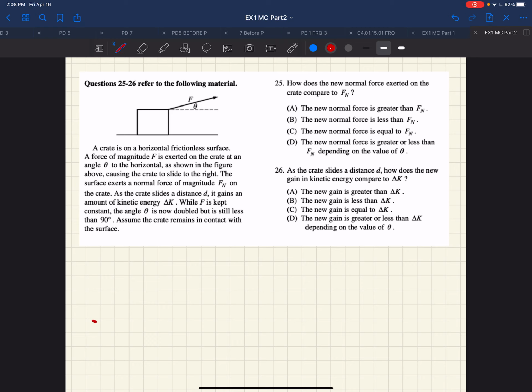So in this situation, we have the block on a horizontal frictionless surface, and we have a force like this applied. Now the thing for us to realize is that there is a force in this direction, Fx, and there is a force in the vertical direction, Fz. We have the weight, like so, and we have the normal force.